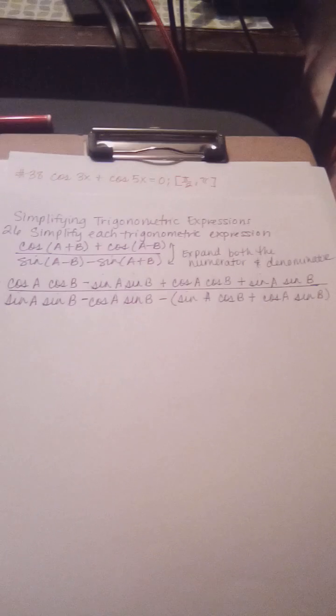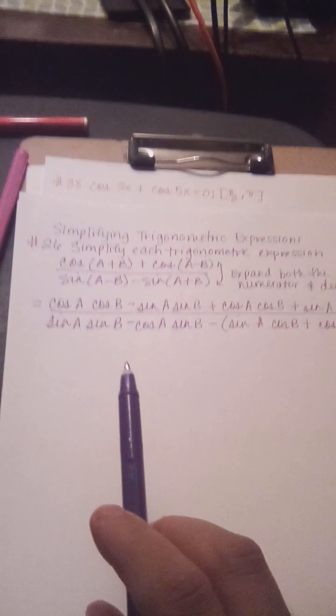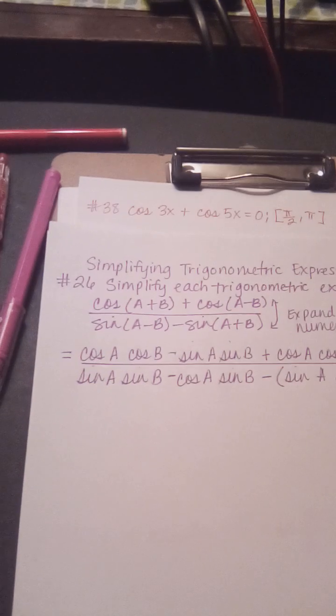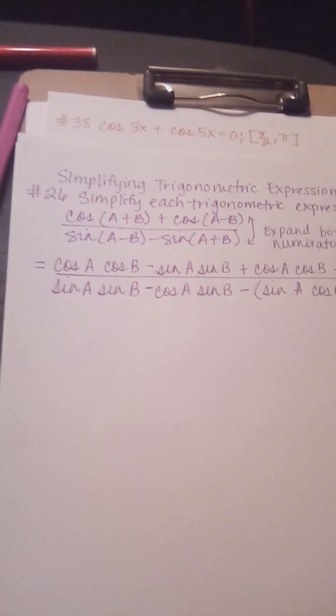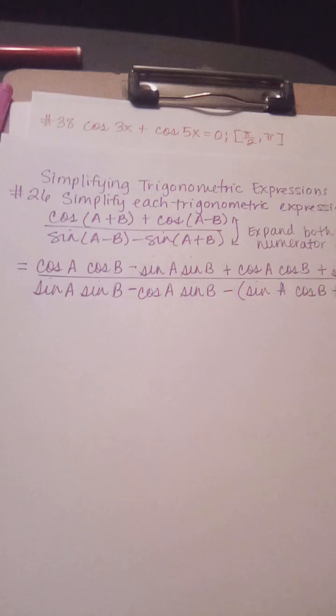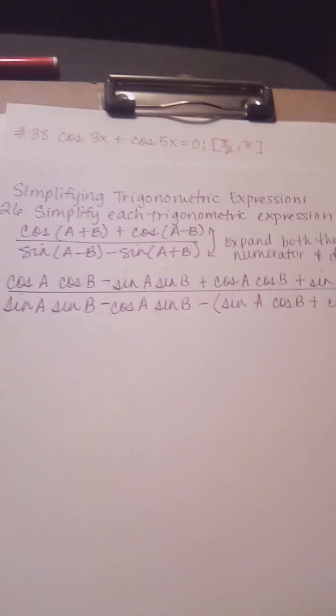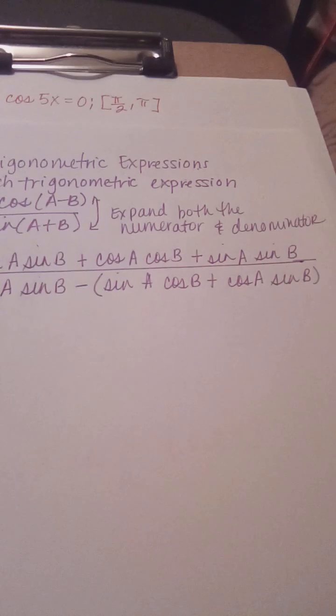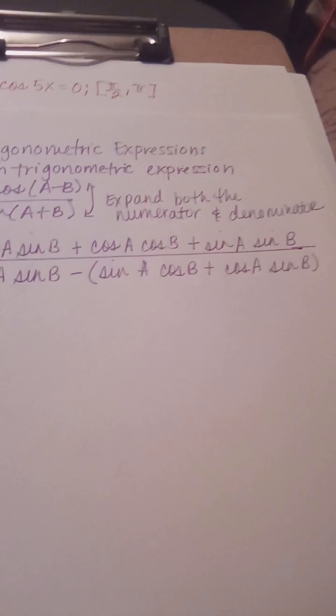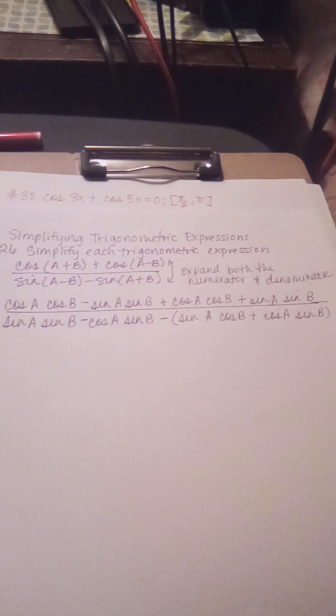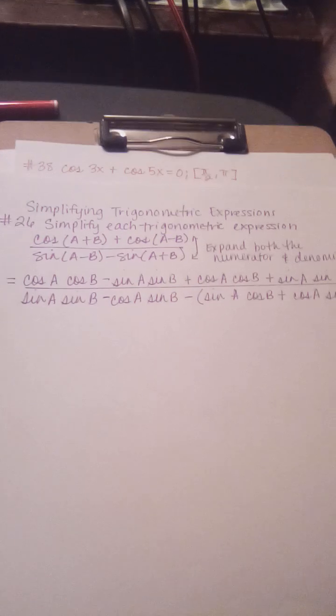What I'm going to zoom in on is this. You're doing the sum and difference formula. That is the big difference. That's what you're doing right now, folks. So we got sine A, sine B minus cosine A, sine B, minus, open parentheses, sine A, cosine B plus cosine A and sine B, close parentheses. Now you've expanded both sides. Any questions on this part? It gets a little bit easier.